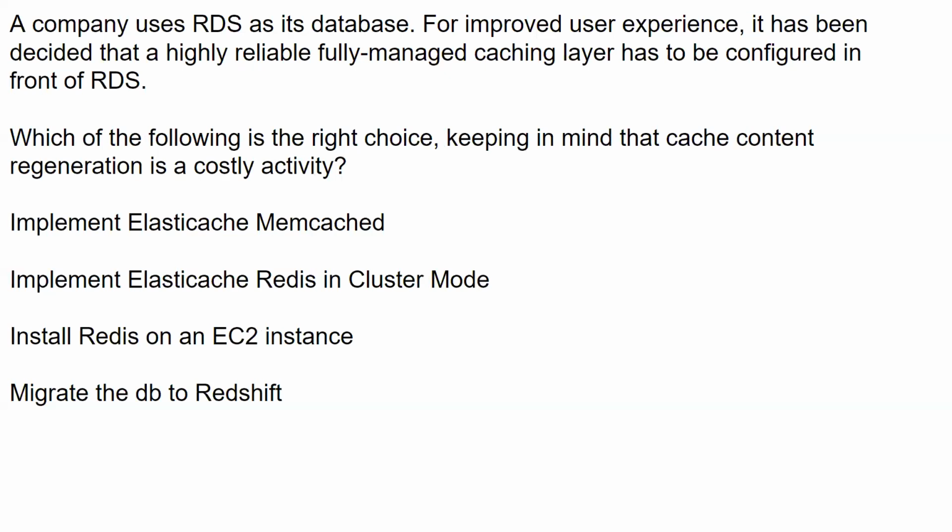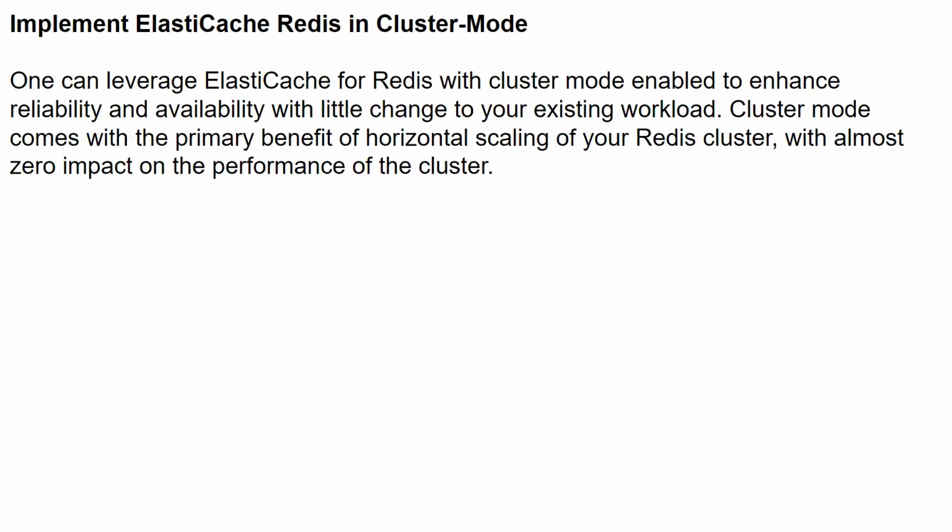Install Redis on an EC2 instance. Migrate to the DB2 Redshift. Implement ElastiCache Redis in cluster mode. One with cluster mode to enhance, with a little change to cluster mode comes with a force answers with almost zero. And okay, I'll talk about the cost, but okay.